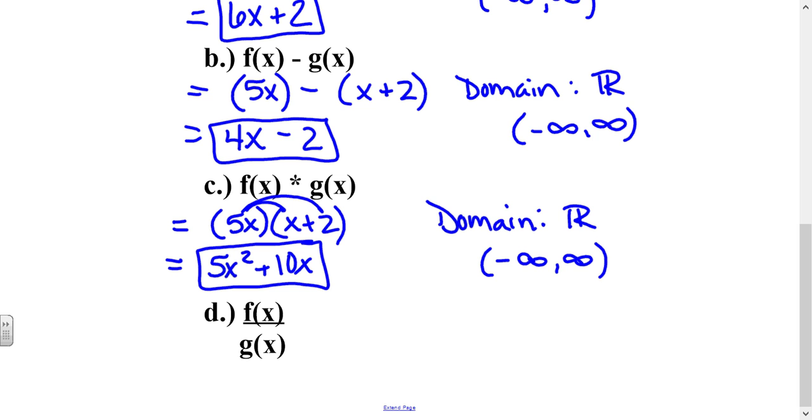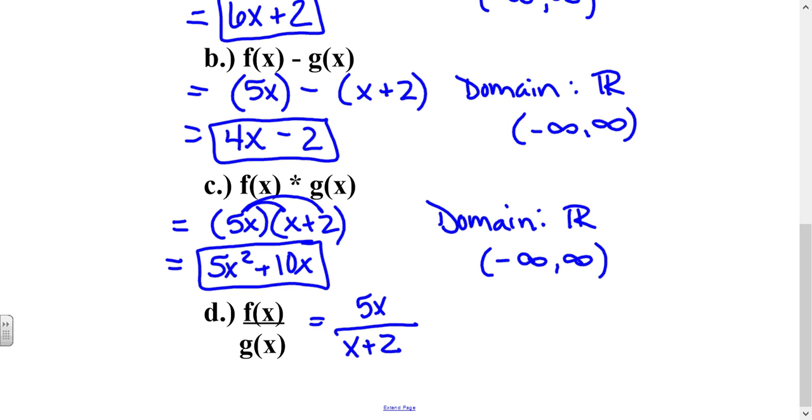Now for this one, we're dividing. So I would have 5x divided by x plus 2. Now I can't simplify this, so this is just my answer. So a lot of times when you're dividing, sometimes depending on what the functions are, you'll just have your answer written as a fraction. So that's it.